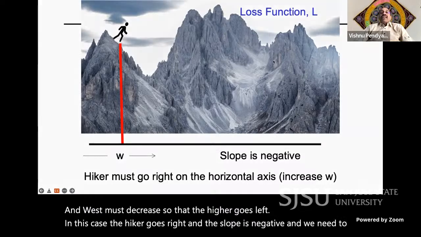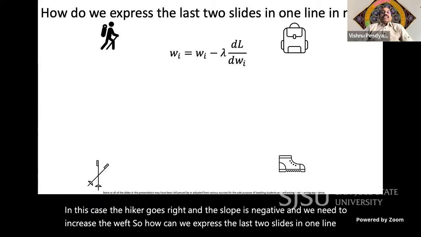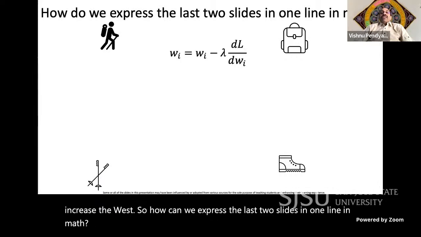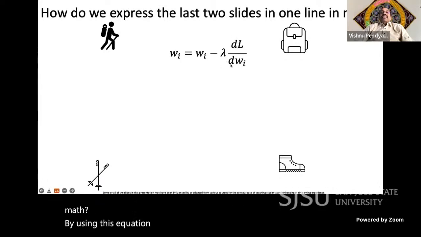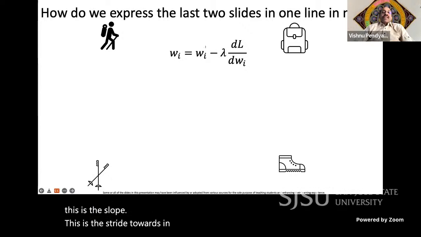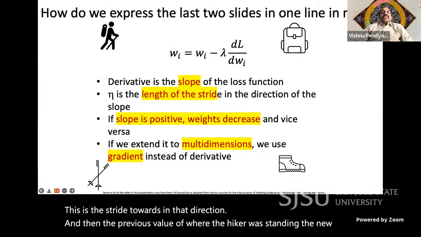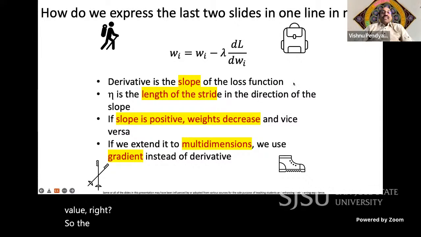So how can we express the last two slides in one line in math? By using this equation, right? This is basically the direction of the slope, or this is the slope. This is the stride in that direction. And then the previous value of where the hiker was standing gives the new value, right? So the derivative is the slope of the loss function.